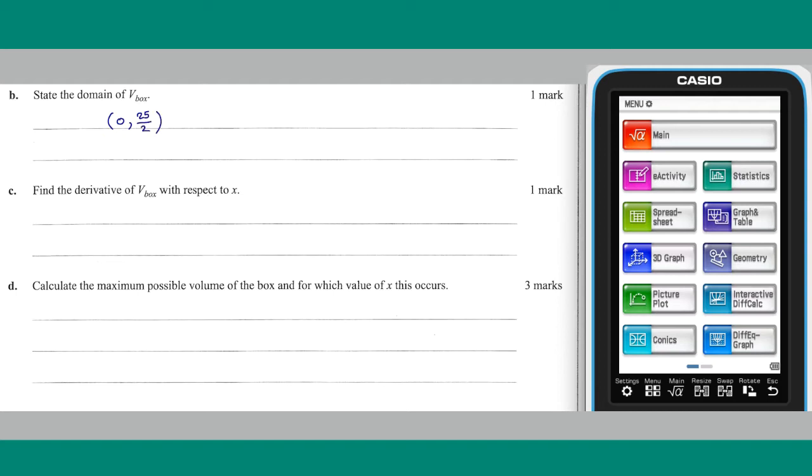Part C. The derivative of VBox can be determined using the interactive menu of ClassPad's main app.